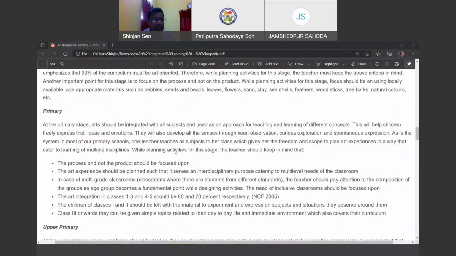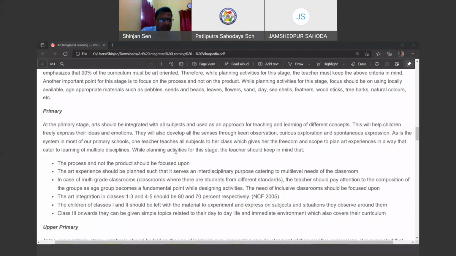As the system is, in most of our primary schools, our teacher teaches all subjects to her class, which gives her the freedom and the scope to plan art experiences in a way that caters to learning of multiple disciplines. And yes, in our schools, in the primary section, we generally have one teacher teaching almost all the subjects. So obviously that will give another boost to the teacher to link the subjects with the art forms and present them for the children.